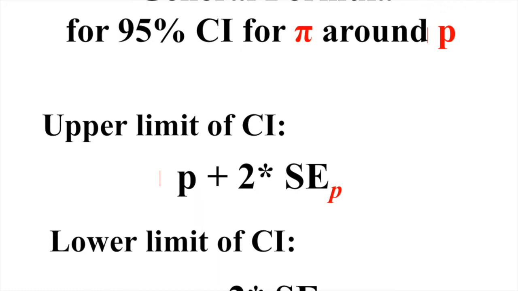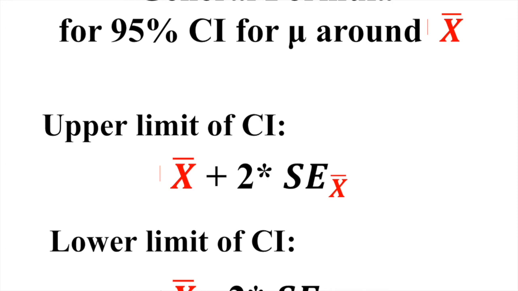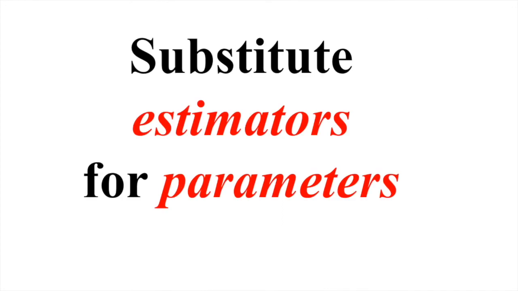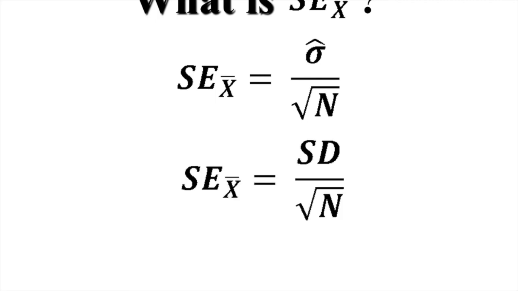So here's the general formula for the confidence interval for pi around p. We want to calculate the 95% confidence interval for mu around the sample mean, and it's virtually the same. Let's just see how these formulas actually change. Instead of using p, we use x bar, and we use the standard error of the mean. So there's that problem again: no one really knows the standard error of the sample mean, but the solution is the same. The solution is to substitute estimators for our parameters. The formula for the standard error of the sample mean is the same as the standard error of p. The sample mean is simply substituted for the population mean.